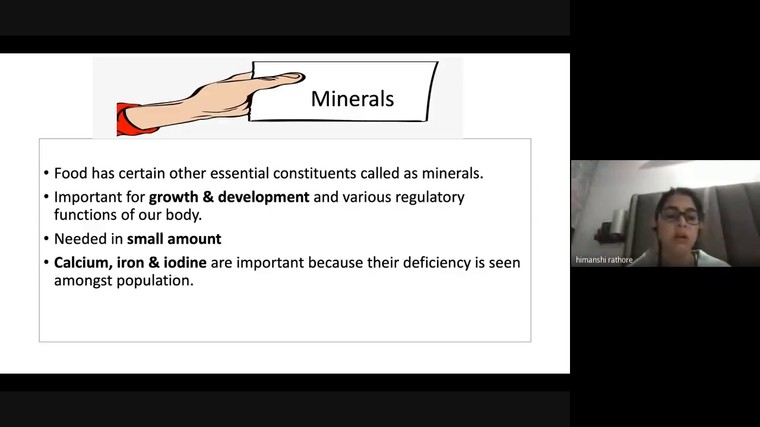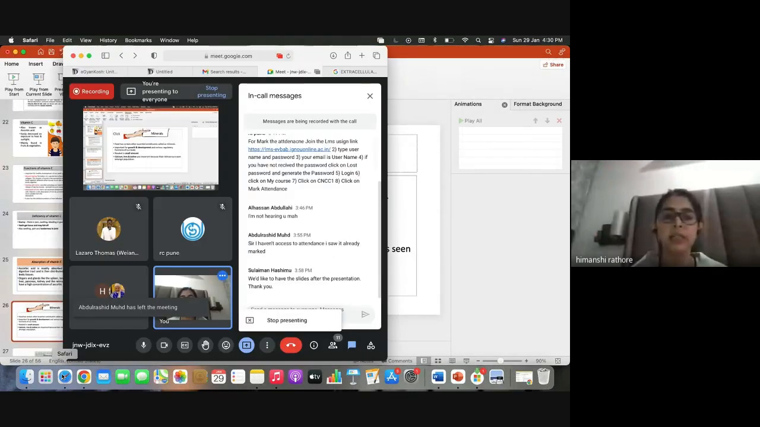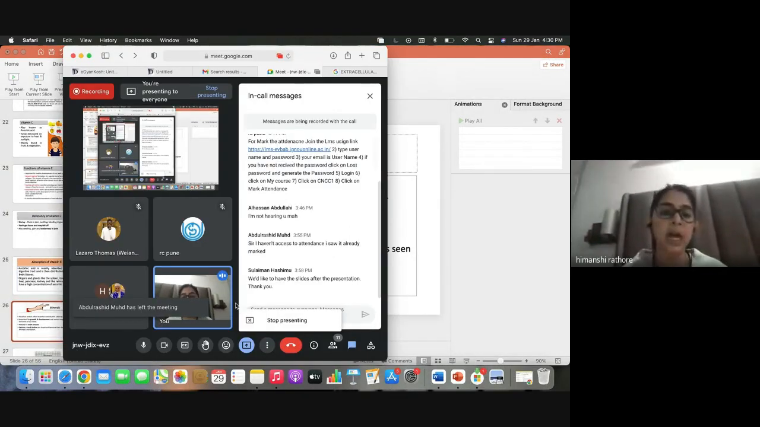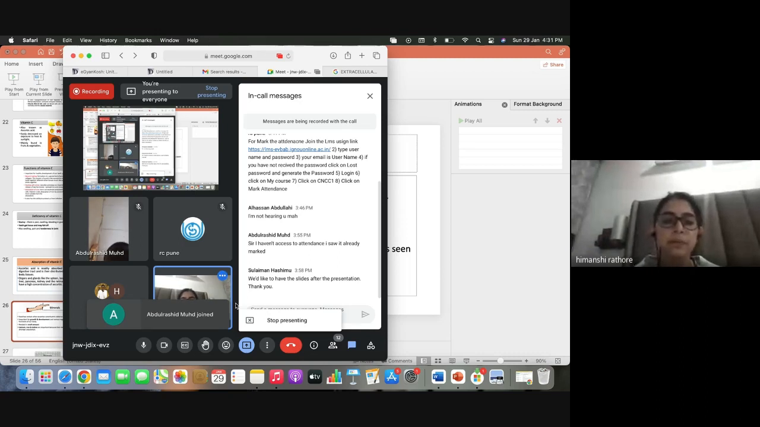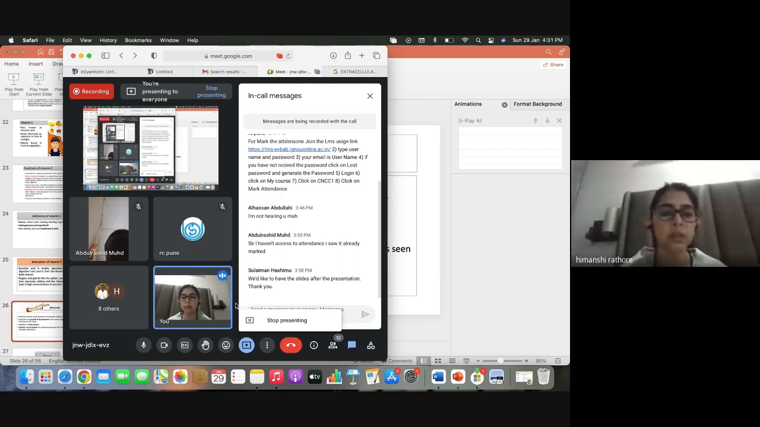Now, I guess till here it is clear to everyone, because I am moving to another unit where we will be discussing the minerals. So, if anybody has any doubts in the vitamins, they can ask. Otherwise, I'll move forward to the minerals. I guess everyone is clear about vitamins. They can read it in the study material which is provided to you. If you have any doubts, you can write in the chat box.